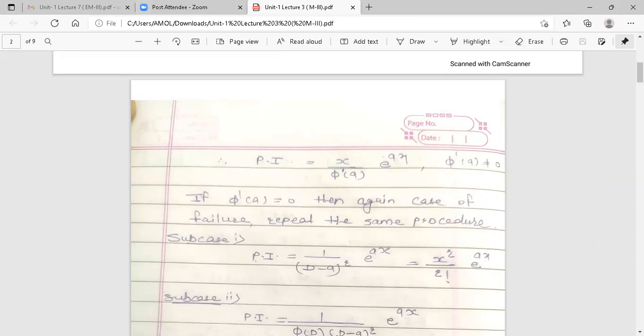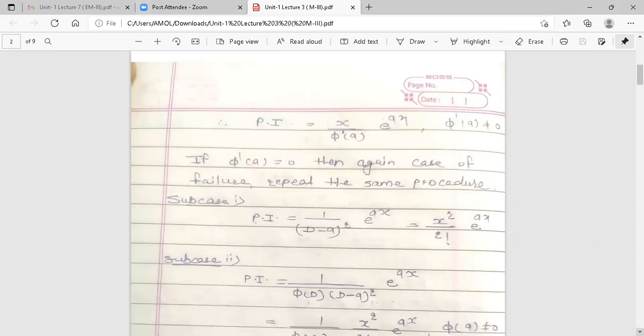Now in that first type or case, first case, there are sub cases. Subcase 1 is that if your phi of D is in the form of D minus a to the power r, this is the particular form of phi of D, and the function is same, e to the power ax, then in that case the PI is x raised to r upon r factorial into e to the power ax. This is subcase 1.